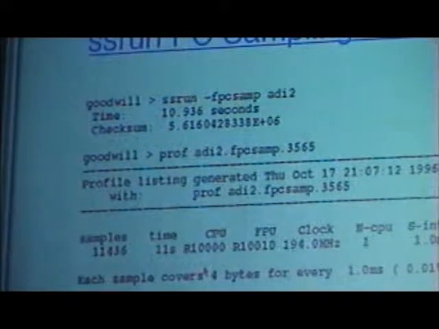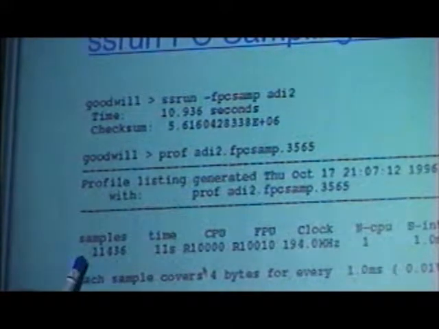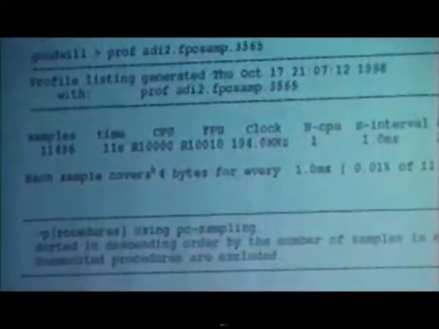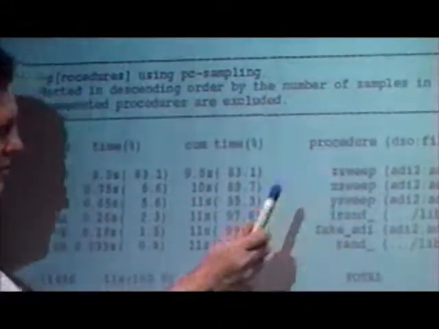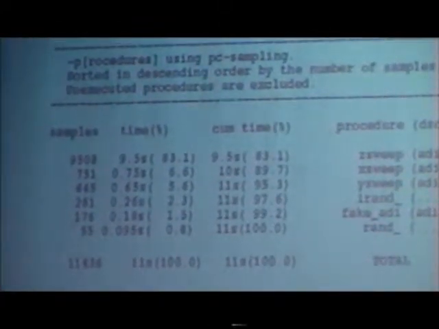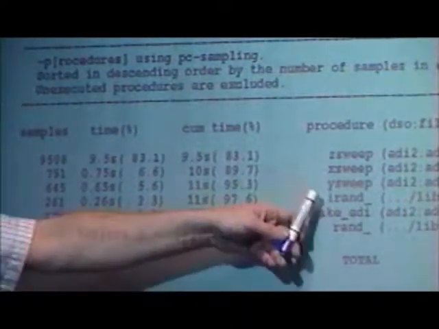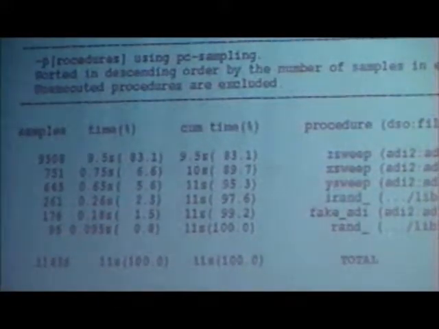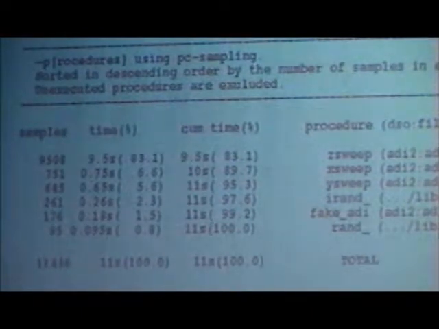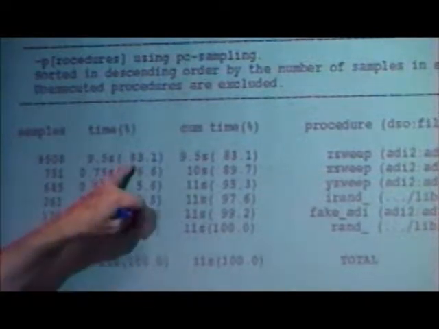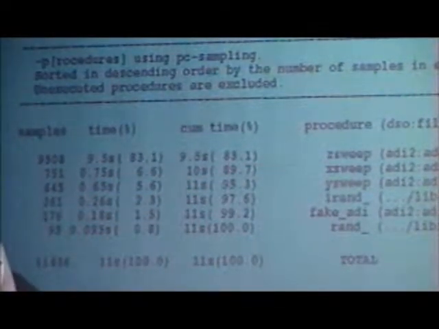Okay. So, looking at those 11,436 samples, we figured out, when I looked, where was I? And at the top of the list, 9,508 times csuite was where I was, and that accounted for 9.5 seconds of my 11 seconds that's tracking here. And then I see x sweep and y sweep, which are very, very small compared to the initial 9.5 seconds. So in going to this, I would then be looking at z sweep as the subroutine where I'm spending all my time. 83% of my time is spent in that subroutine.